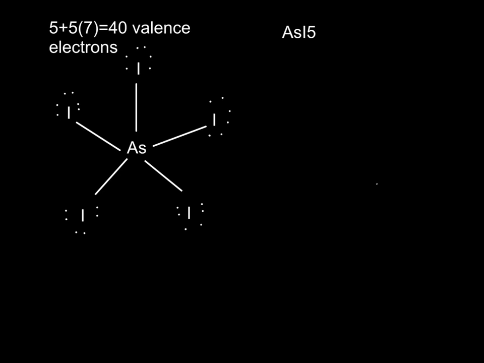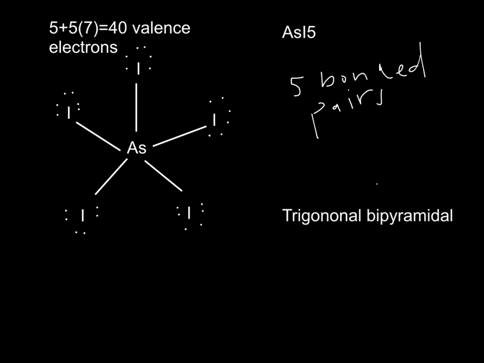However, as we've discussed in class, our Lewis structure does not give us the shape of our molecule. So for the shape, we're going to need to do the VSEPR diagram. Thanks to my Lewis structure, however, I know that I have 5 bonded pairs about the central atom, which tells me that our molecular geometry will be trigonal bipyramidal.